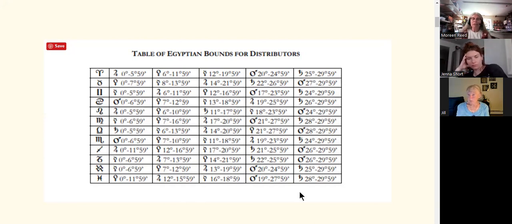Now, you might imagine that each of these degrees might be worth a year. That might make it really simple, right? There would be 30 years to get through a particular sign, and then you would know which bound you were entering into for each year. Unfortunately, that is not the case. And why is that not the case?